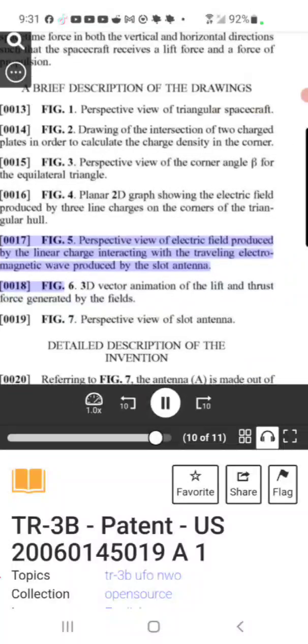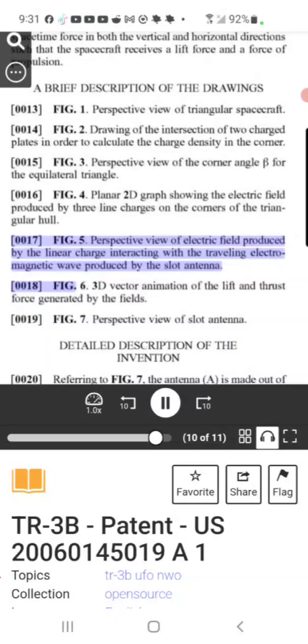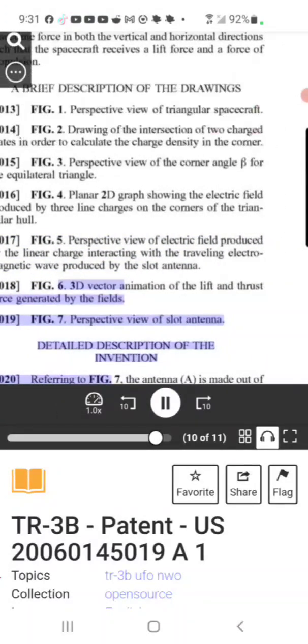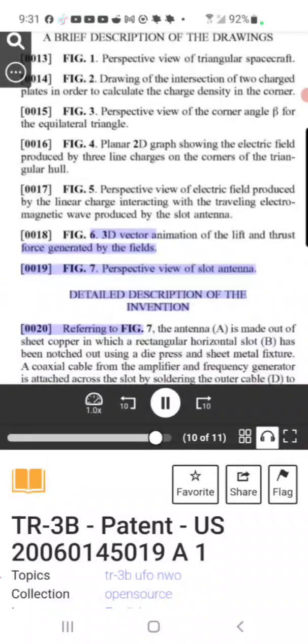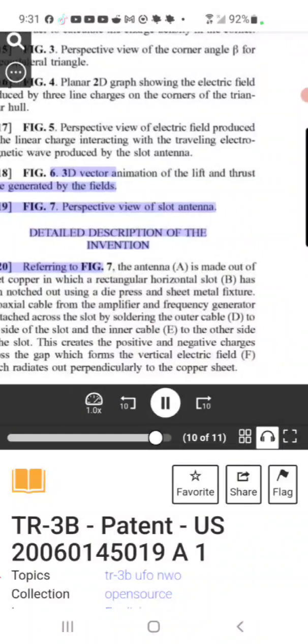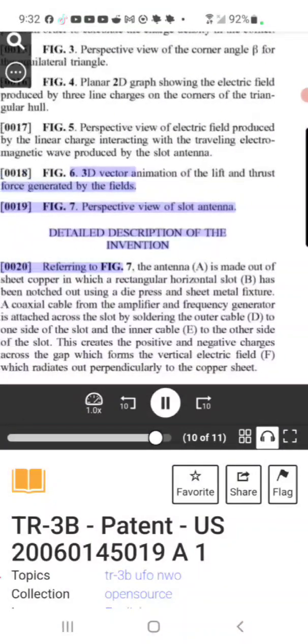[0017] Fig 5. Perspective view of electric field produced by the linear charge interacting with the traveling electromagnetic wave produced by the slot antenna [0018]. Fig 6. 3D vector animation of the lift and thrust force generated by the fields [0019]. Fig 7. Perspective view of slot antenna.